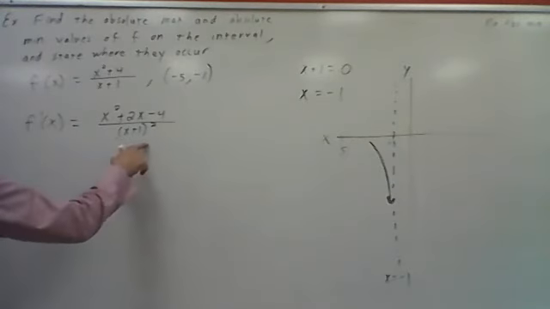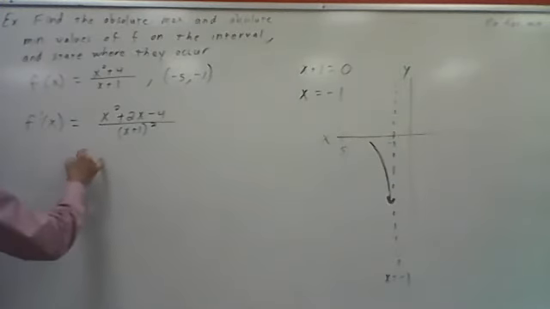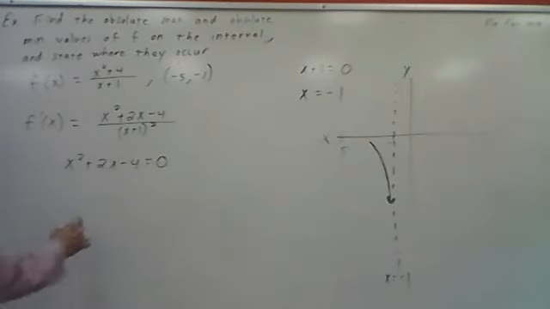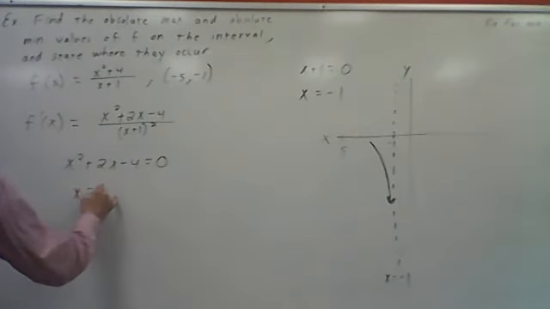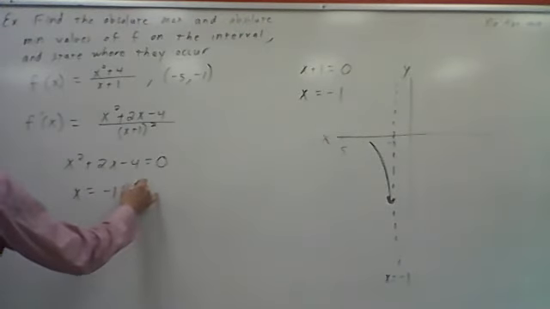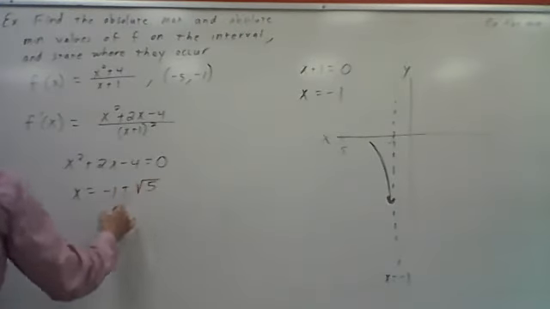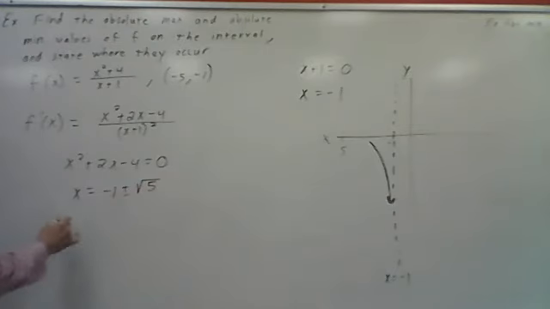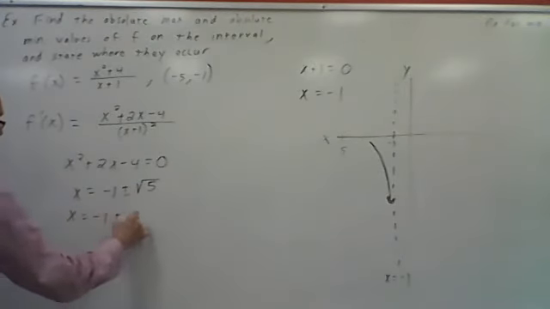Let's take this derivative and find out where it's equal to 0. x squared plus 2x minus 4 equals 0. Again, I'm running out of board space, but whenever I solve this, I can use the quadratic formula. I come up with x is equal to -1 plus or minus the square root of 5. So that's two cases: x is equal to -1 plus the square root of 5, and x is equal to -1 minus the square root of 5.